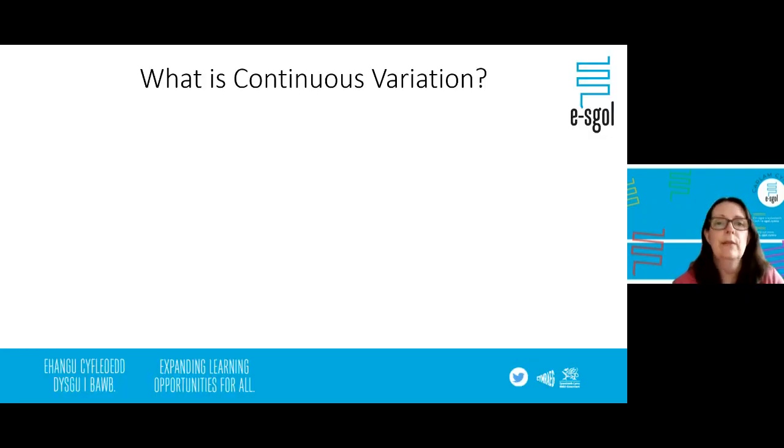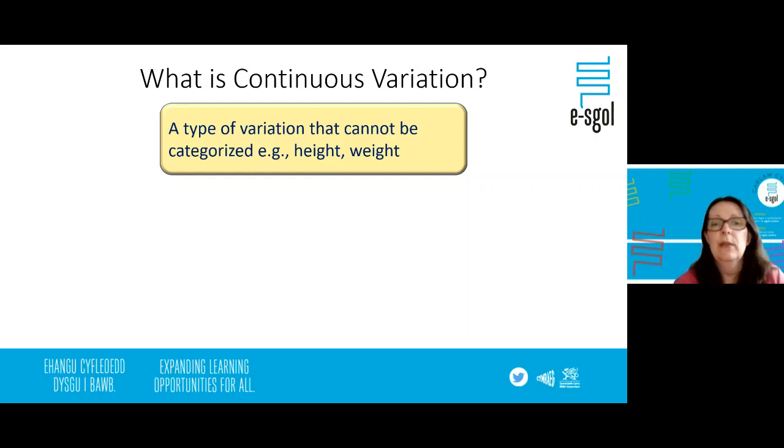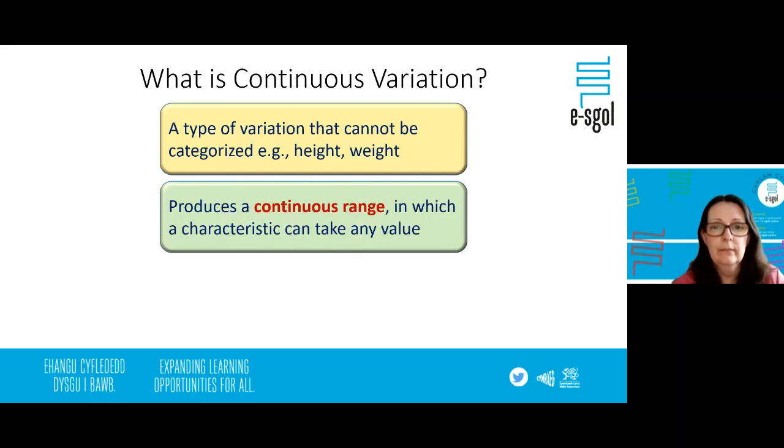Okay, so continuous variation shows variation across a range and a scale of variation, and it's something that cannot be categorised. So you might have height as a type of continuous variation, or weight, and also perhaps the length of your foot or your hand span. And this produces a continuous range, and in that range you can have any value.